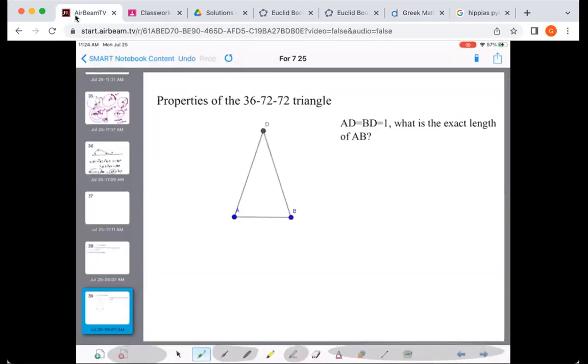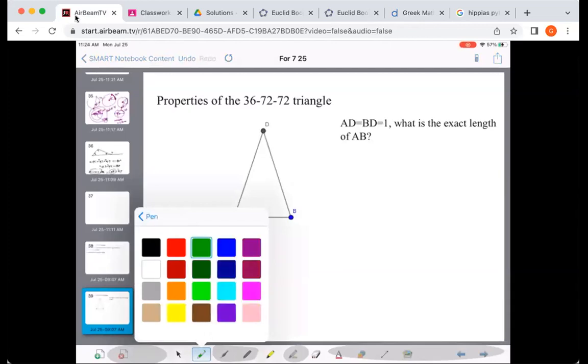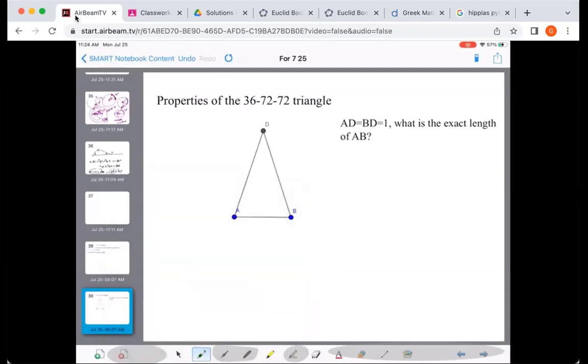So we don't know anything about it. Since every 36, 72, 72 triangle is going to be similar to all the other ones, what if the two sides, the two legs, were both 1? And the question is, how big is the third side?